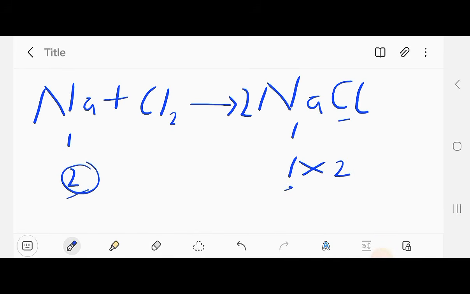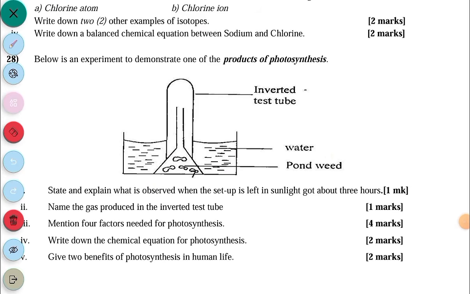Now this 2 is going to affect the sodium and the chlorine as well. So what we will have now is we put 2 in front here, because this one was also multiplied by 2. Realize I have 2 atoms of sodium here, 2 atoms of sodium here, 2 atoms of chlorine here, 2 atoms of chlorine here. So this is balanced. Below is an experiment to demonstrate one of the products of photosynthesis.